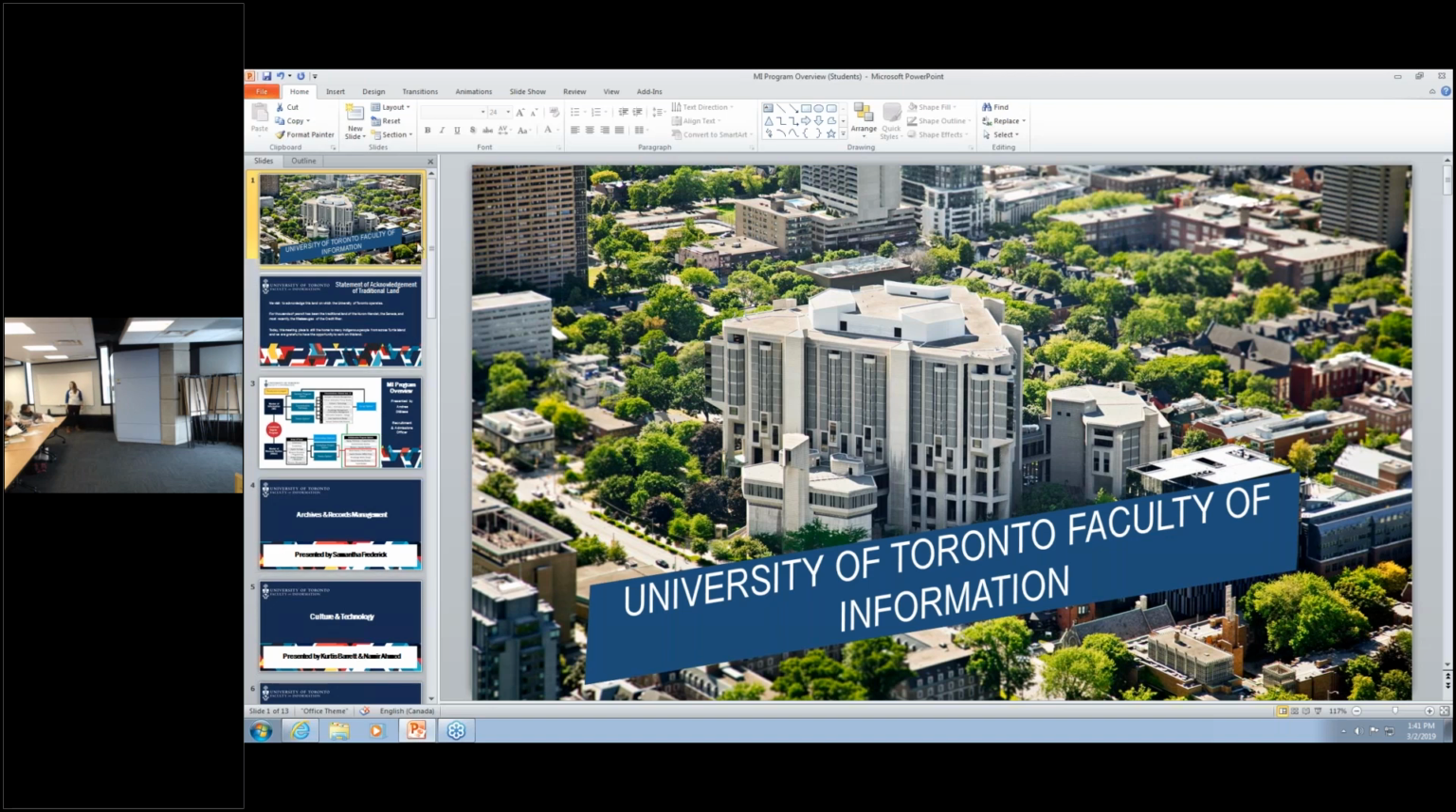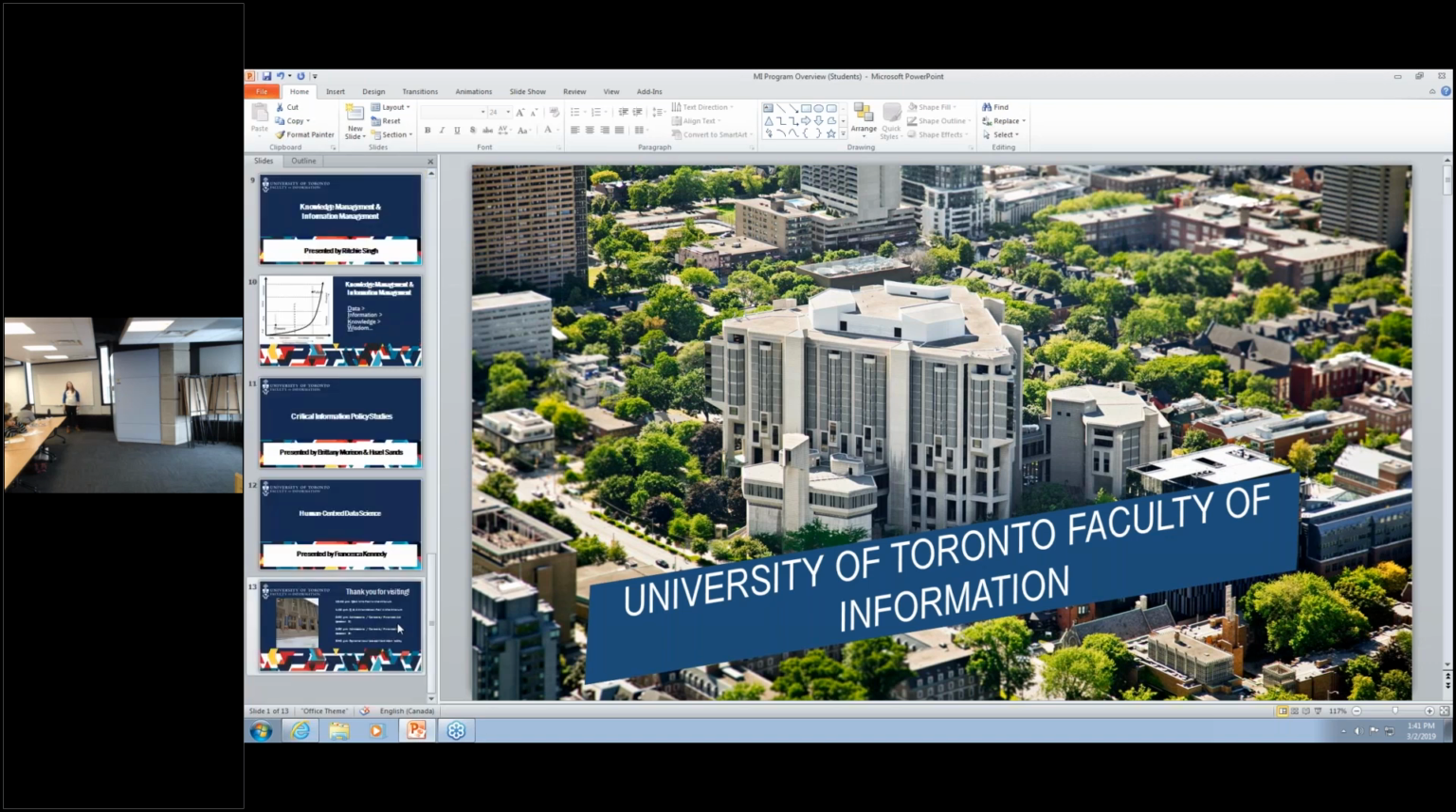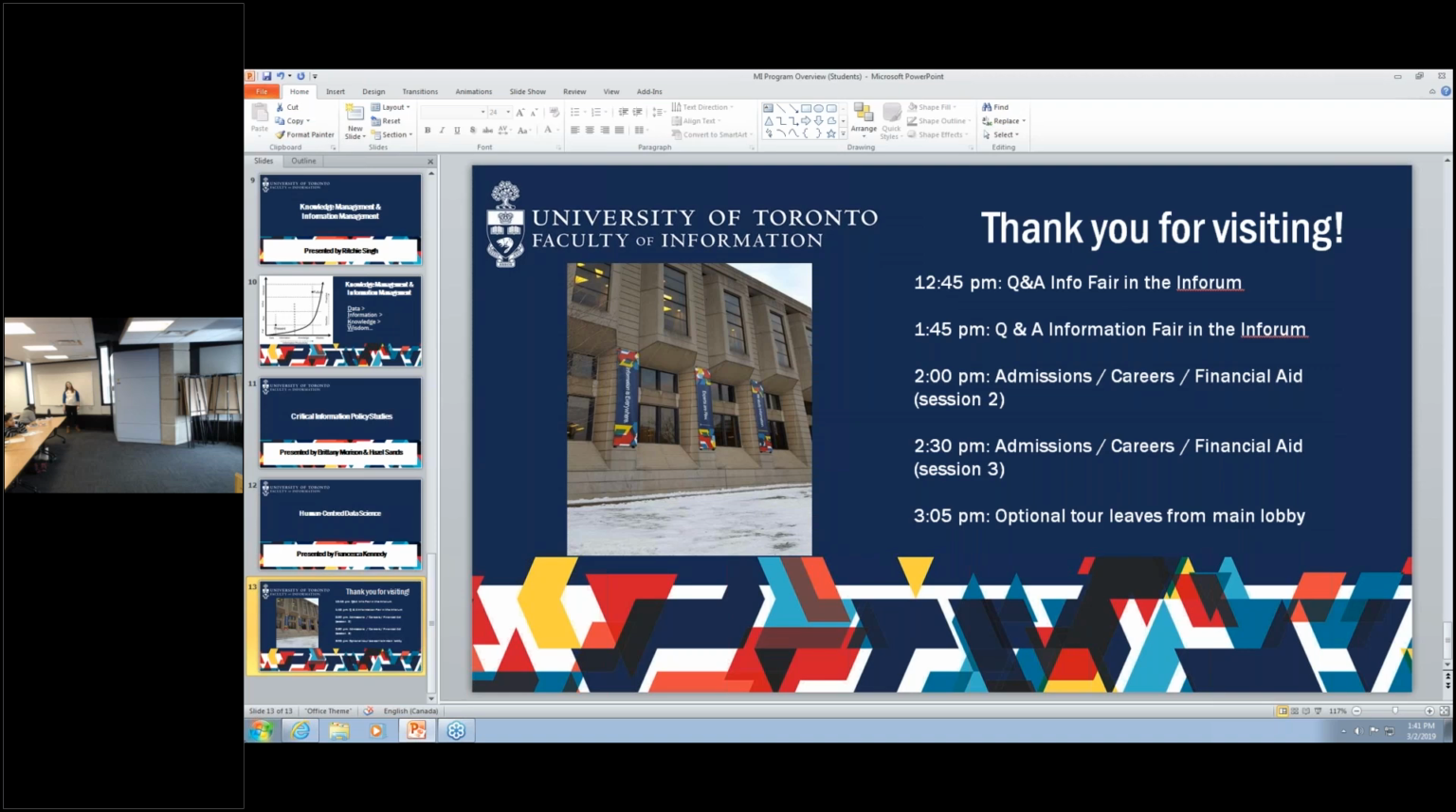And then if you are interested in learning about the admission requirements, hear from our careers officer and financial or money matters. There are going to be 2 sessions happening, one at 2 and one at 2:30. You don't have to go to both because they're exactly the same. So you can start downstairs and come back up, or vice versa. It's up to you. But it will be happening in this room, and then the tour will leave from the main lobby at 3:05. Thank you again.